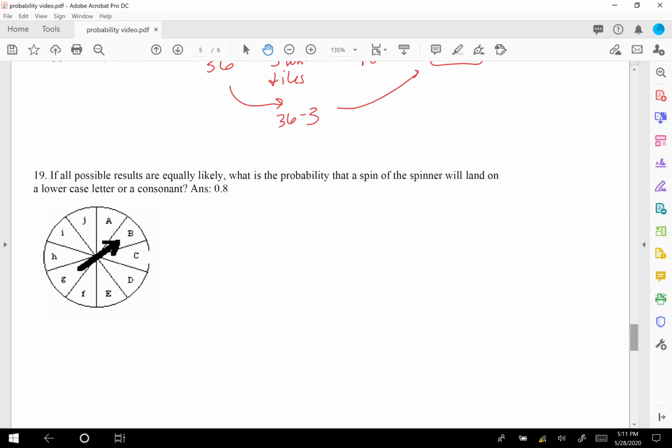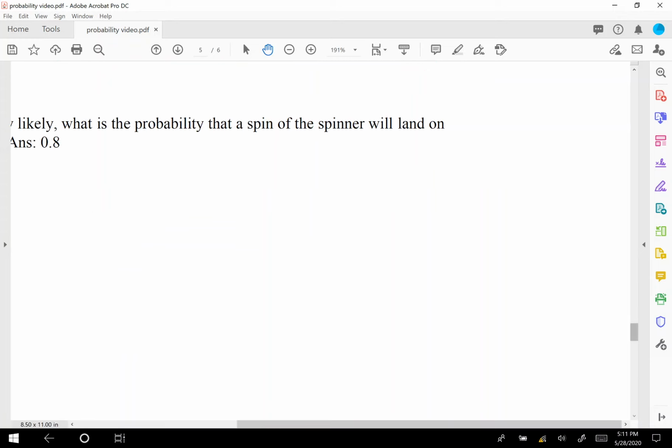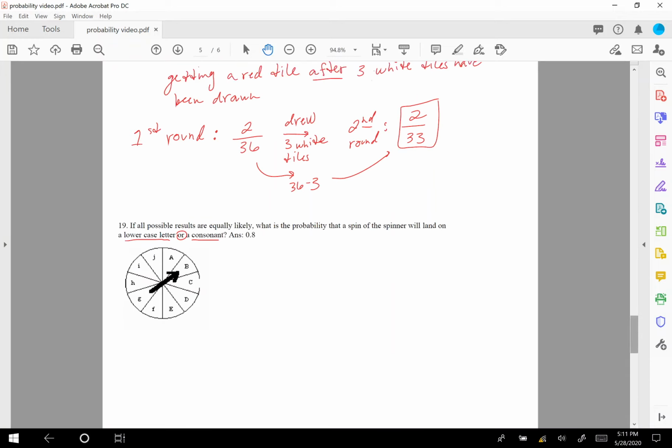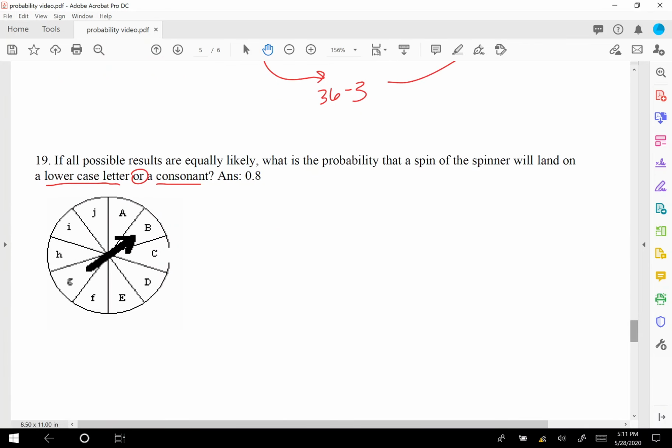Okay, next one, and our last one. So it says, if all possible results are equally likely, what is the probability that a spin of the spinner will land on a lowercase letter or a consonant. Okay, so a lowercase letter or a consonant. So first thing I'm going to do is the lowercase. Okay, so that means not a capital letter, okay?